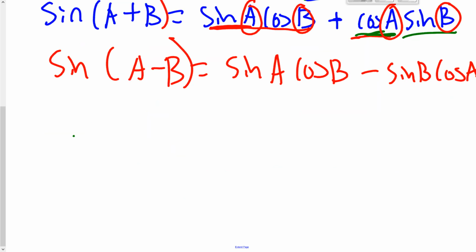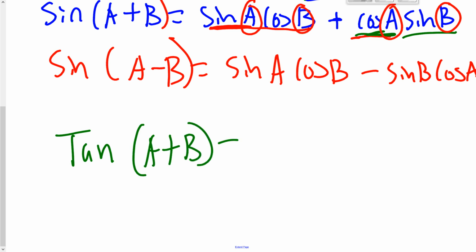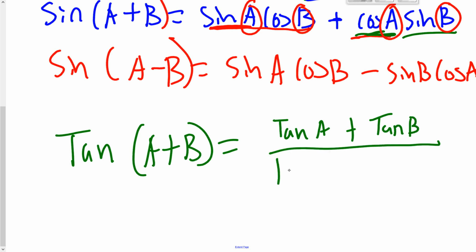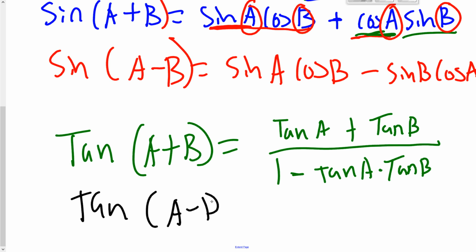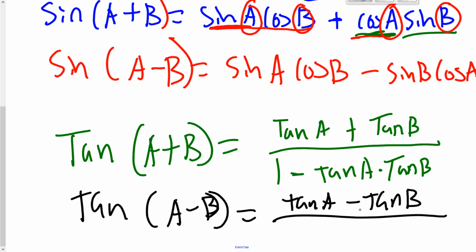Tangent doesn't have a story for it. So tangent of the sum of two measures is tan of A plus tan of B divided by 1 minus, that's where the sign switches, tan of A times tan of B. And then the difference is tan of A minus tan of B, and then divided by 1 plus, so I changed the sign there, tan of A times tan of B. Okay, so those are the sine and tangent sum and difference formulas.